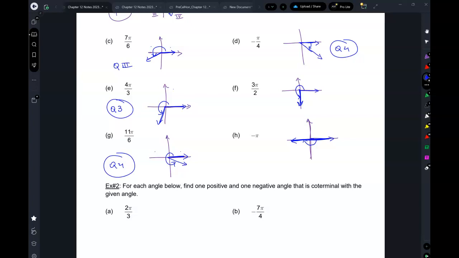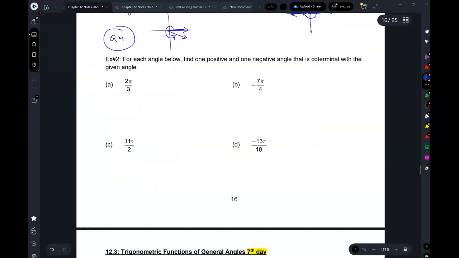Can you show me where negative pi over 6 is? Negative pi over 6 is here. Okay, so it stays. They all stay, right?